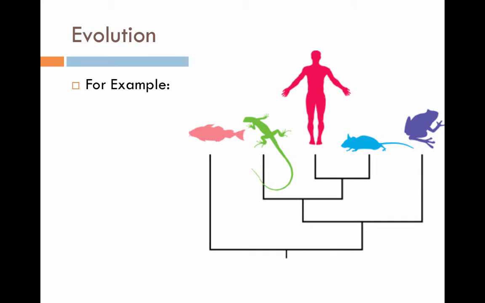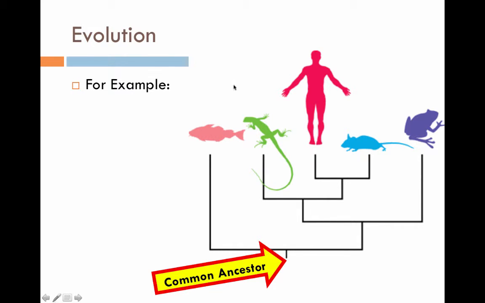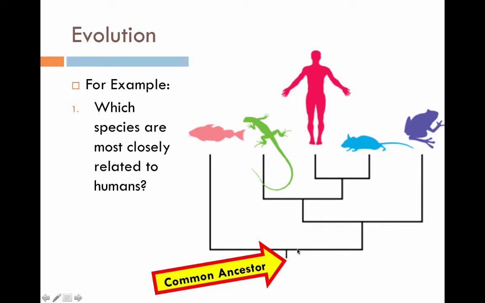Let's look at this evolutionary tree. At the very bottom of the tree is the common ancestor of all of these organisms. So all of these organisms evolved from this common ancestor. Looking at the tree, which species is most closely related to humans? How would you know? Well, the trick is to find which species is most closely connected to humans. In this tree, the mice are connected to the humans, so it shows that they are most closely related to the humans. Mice and humans are more similar to each other than any of the other species on the tree.